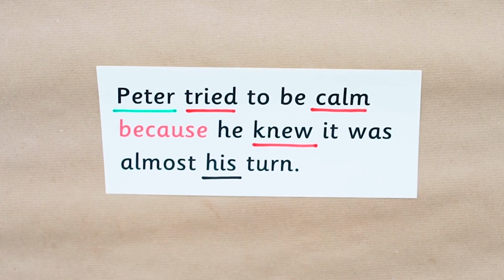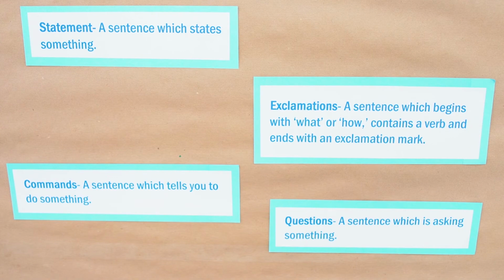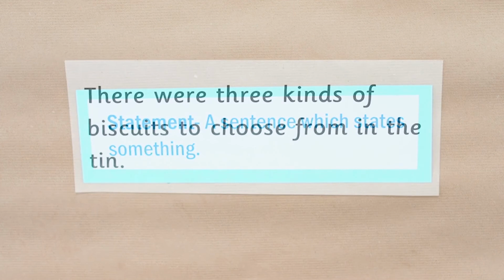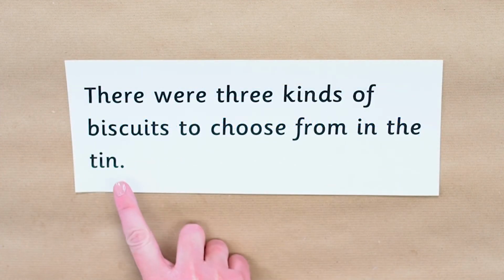Now we've covered the word classes, we'll quickly look at the different kinds of sentences you may have. We have statements, exclamations, commands, and questions. A statement: a sentence which tells you something or states it. There are 3 kinds of biscuits to choose from in the biscuit tin.